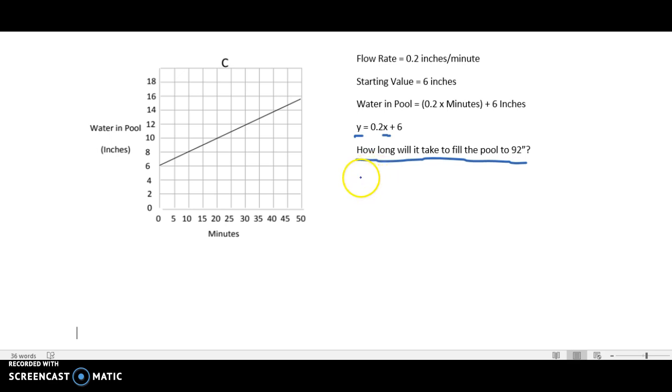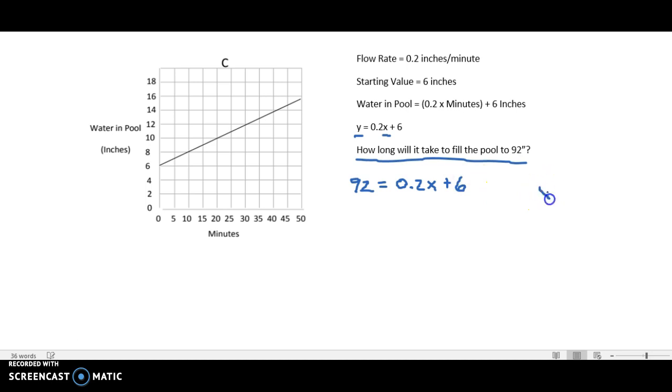So let's set up the equation. We know that we would like to know when the pool is going to reach 92 inches. So I'm going to make the pool depth, which represents water in the pool, 92. And I'm going to try and figure out what x value, what input value, would make that true.